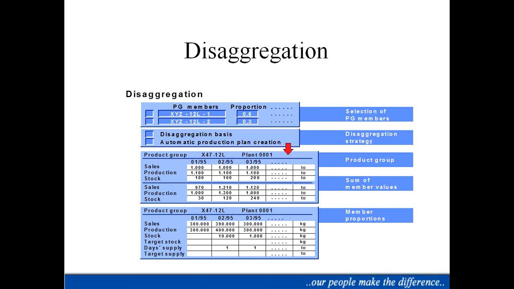Suppose I give 50% to the WagonR, 50% to the 800, 50% to the Alto, 25% to something else, whatever the percentages, it will simply calculate based upon the percentages that we have given. So each member will get a plan for that particular product group, Chandra. That is nothing but your disaggregation.